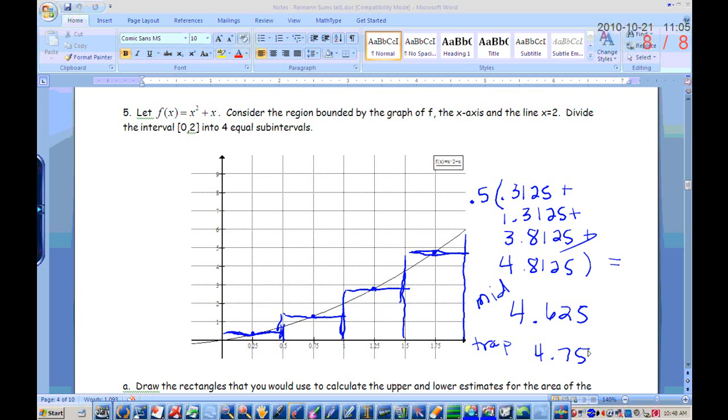Emily, did you have a question? Oh, this one is 2.8125? Okay. Actually, I think you're right, because looking at the graph, it's definitely below 3. Thank you. All right, so that's how you do the midpoint.